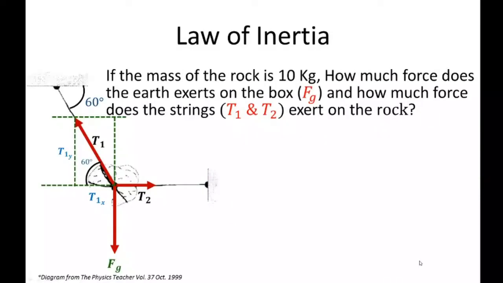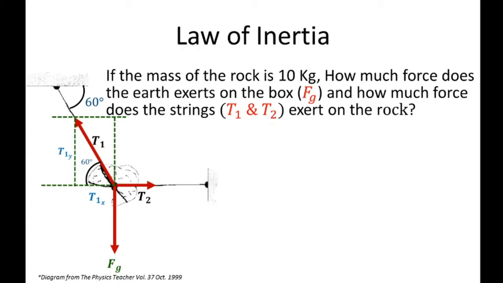Next, if we have this situation, a rock that is suspended in the air, tied to two ropes. We have here the rope. The first rope is tied to the ceiling, at 60 degrees from the horizontal, and the other rope is tied to the right wall. So that is horizontally towards the vertical wall.